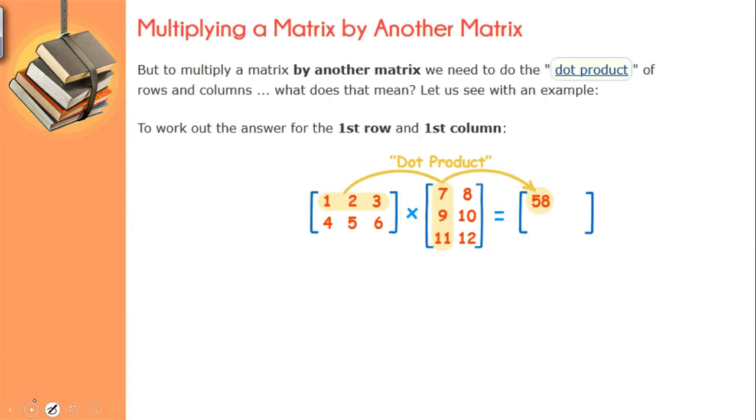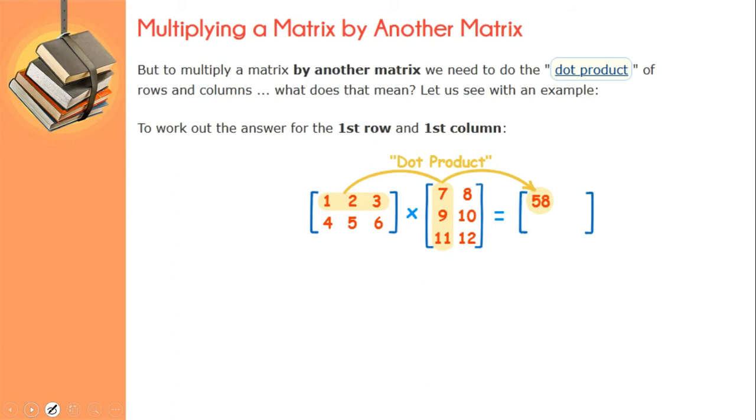Now next we have multiplying a matrix by another matrix. If we multiply two matrices, as in addition and subtraction, the order of the matrices must be the same. In multiplication, this is not the case. In multiplication, the column of the first matrix must be equal to the rows of the second matrix.